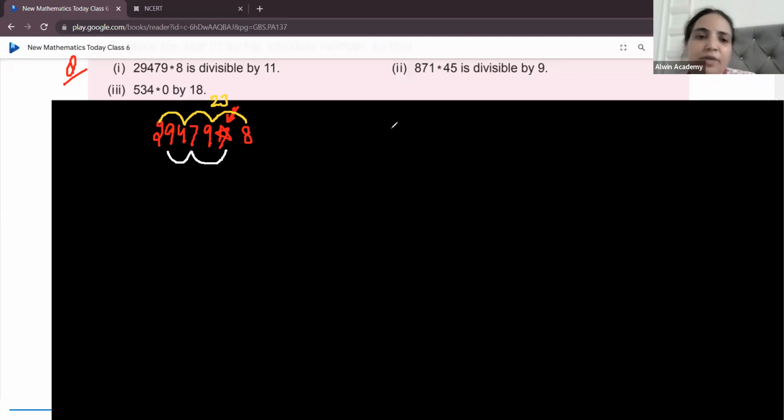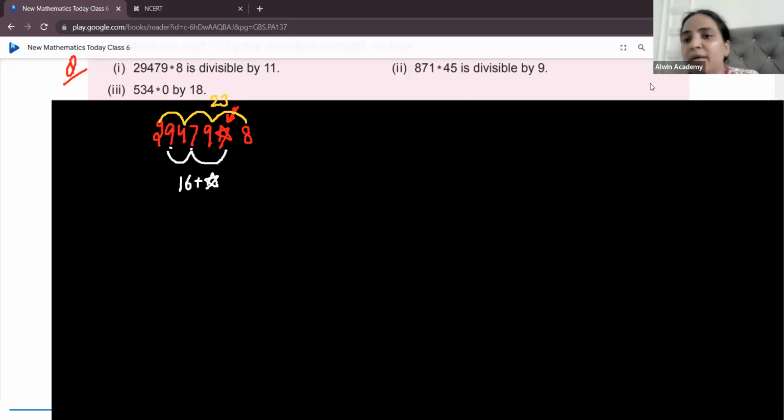Now I'll try to find the sum of the other digits, written under that. So 7 plus 9 is 16, and 16 plus a star. Because star has no value, you will have to think of it like that. Now, either you should get a number which is divisible by 11 or it can be 0. So the closer one is: 16 plus star can be made 23 very quickly, so that 23 minus 23 is 0, right?